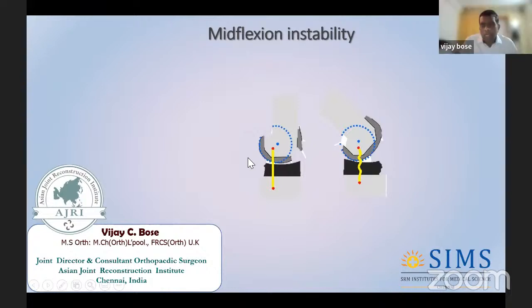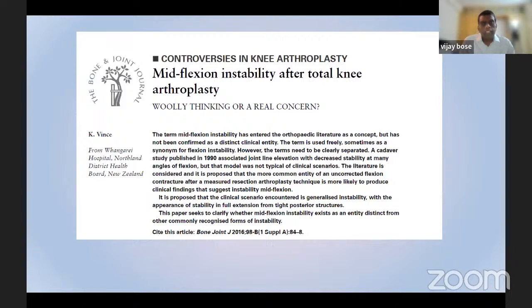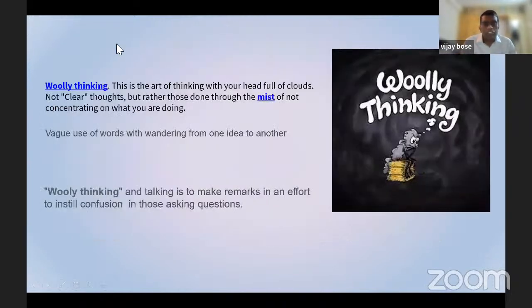So my talk is on mid-flexion instability. Thanks to Krishna and Manoj for talking about flexion instability. I think Kelly Vince hit the nail on the head when he called mid-flexion instability woolly thinking. Woolly thinking is not a term that's commonly used in India. It refers to thinking with your head full of clouds, not clear thoughts, done in the midst of not concentrating on what you're doing. It also means wandering from one idea to another, and sometimes you say words to confuse the people who are listening. All this is very true of mid-flexion instability, a sort of basement diagnosis. When we don't know what's happening, people usually call it mid-flexion instability.